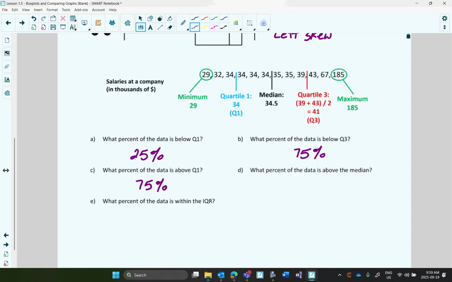What percent of the data is above the median? 50. And what percent of the data is within the IQR? 50, right? Because this is 25, this is 25, which means in here it must be 50. The percent of data above the median would only be 50. Same with below. Okay.